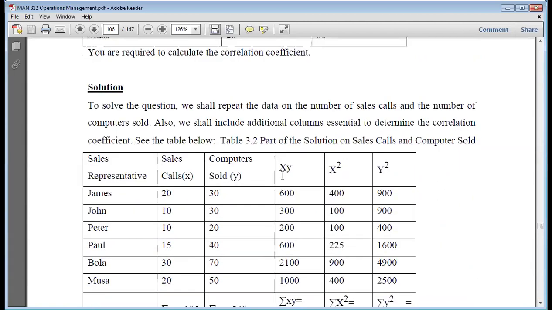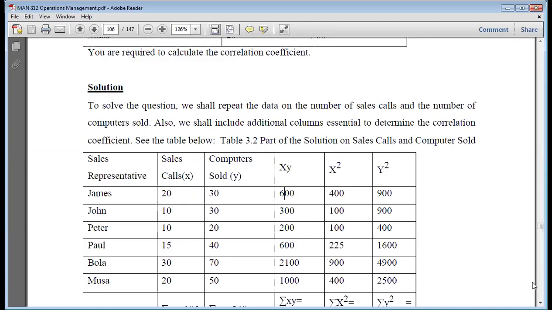First of all, you say S times Y, which is 20 times 30, you get 600. Then you determine S square and Y square. S square means 20 square, which is 400. 10 square, 100. That is where you get all the squares. Then Y square, 30 square, will give you 900. When you times this one, that's S times Y, where you get all these things.